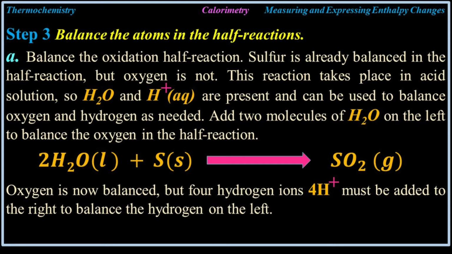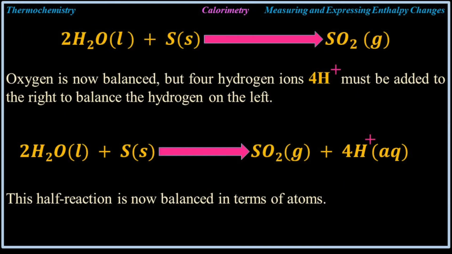So now we have to add 4. Oxygen is now balanced, but 4 hydrogen ions, 4 H+, must be added to the right side to balance the hydrogen on the left. That's kind of neat. You can just take them as you need them because you know it's aqueous. I know it sounds a little weird, but it's actually as easy as that.